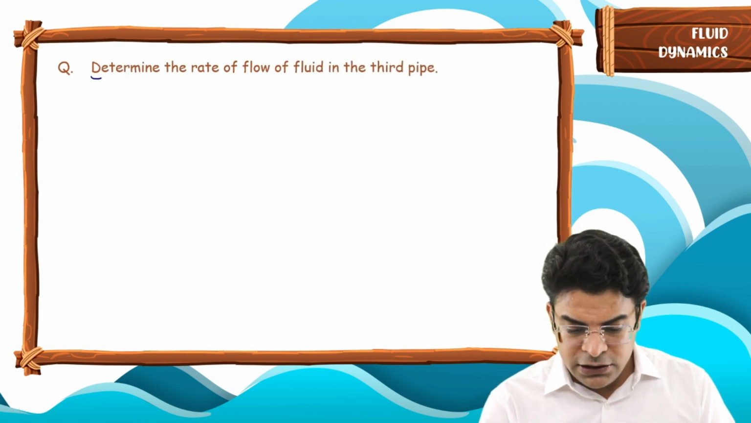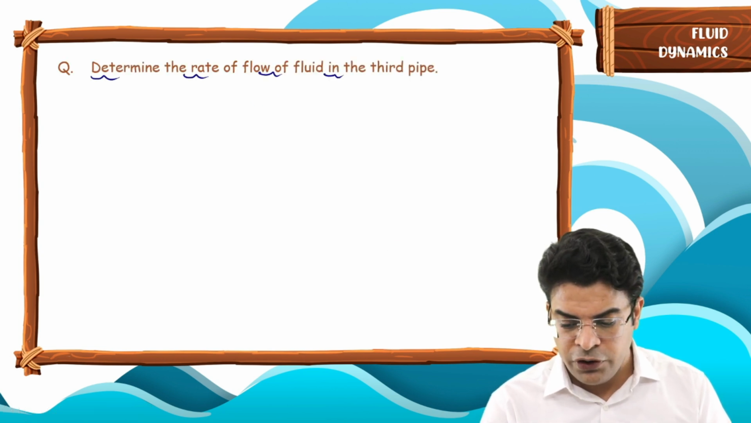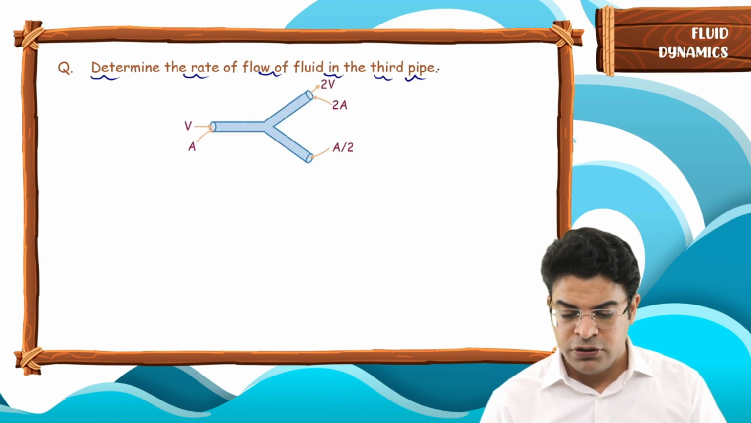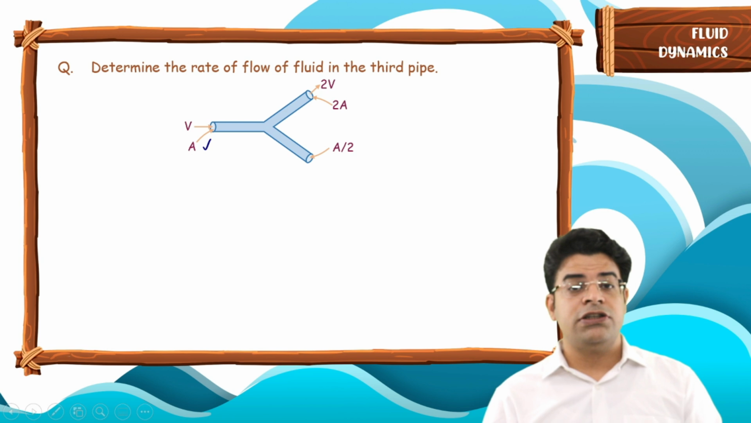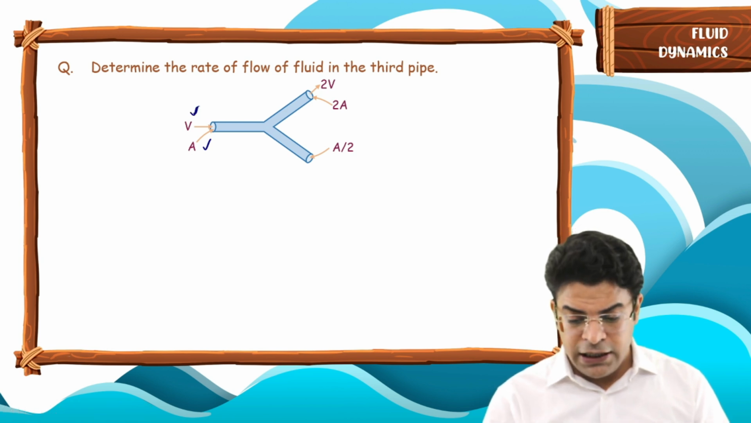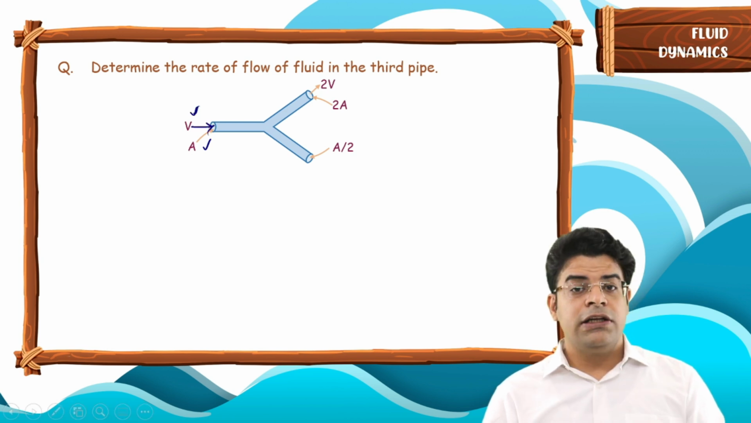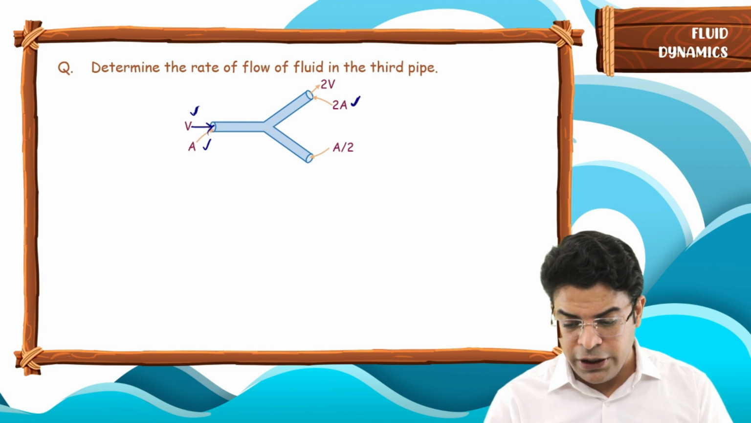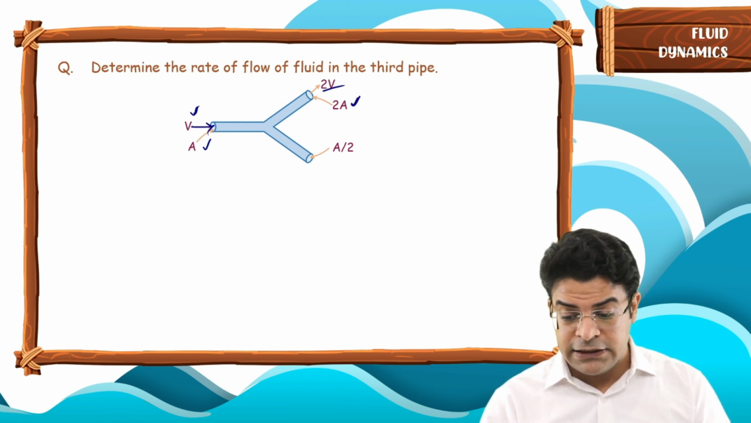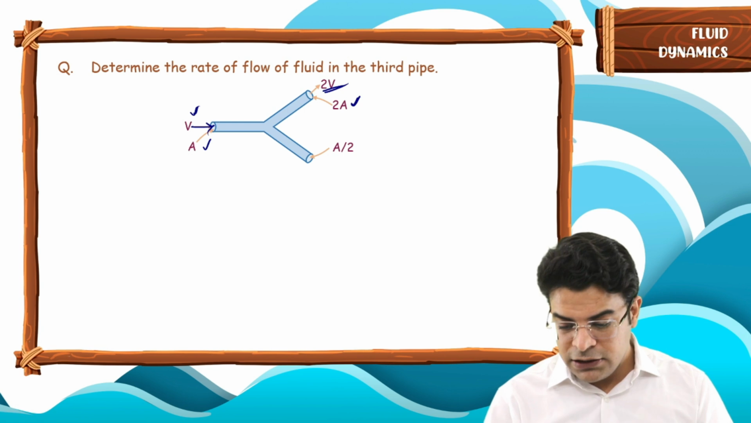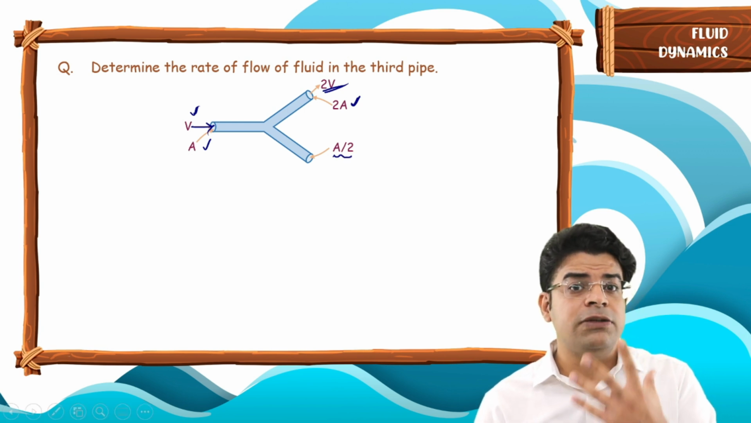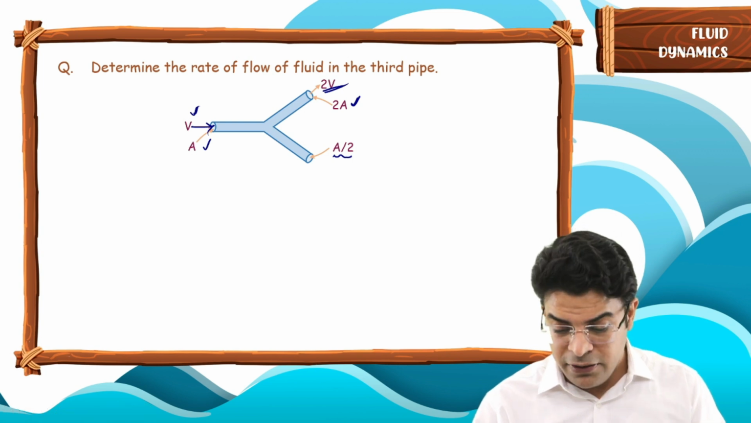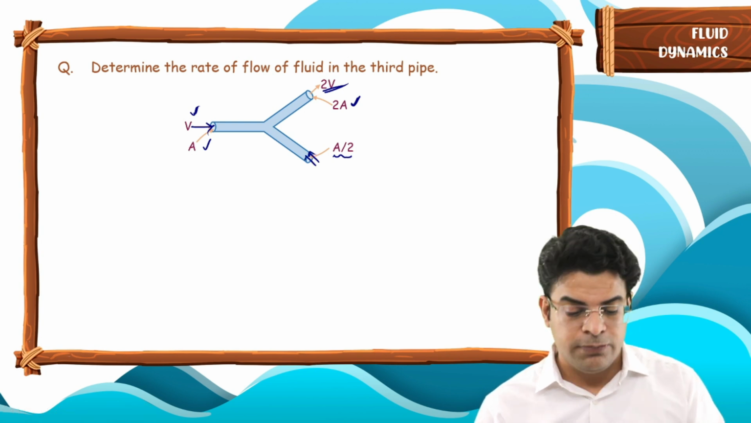The question goes like, determine the rate of flow of fluid in the third pipe. There are three pipes which are joined. The first pipe has a cross-sectional area A, in which the fluid enters with a speed v. The second pipe has cross-sectional area 2A, from which the fluid exits with a speed 2v. And the third pipe has an area A by 2. They are asking what is the speed of the fluid entering or exiting this pipe.